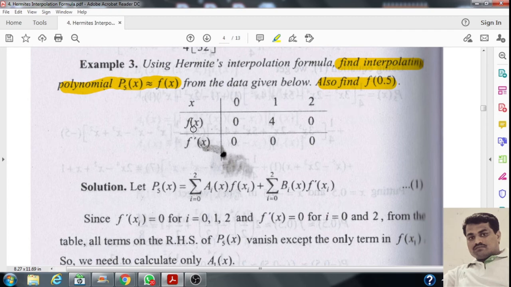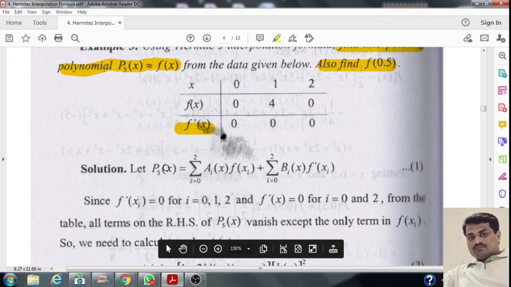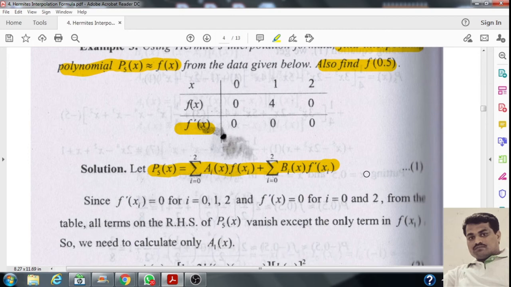Then this is f of x, the second row. This is f of x0, f of x1, f of x2. Then third row, f dash of x. This is f dash of x0, f dash of x1, f dash of x2. Then by using Hermite's interpolation formula, p5 of x is equal to summation of aix into f of xi plus summation of bix into f dash of xi, where i goes from 0 to 2.